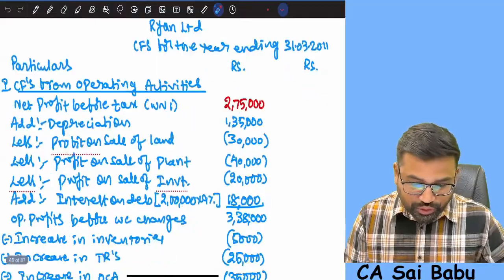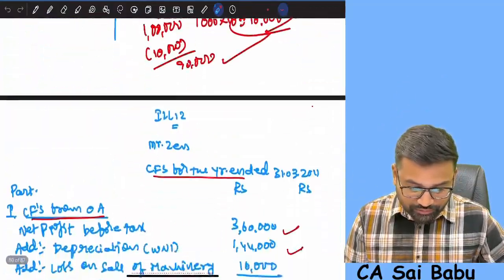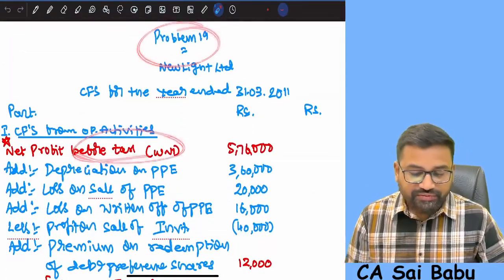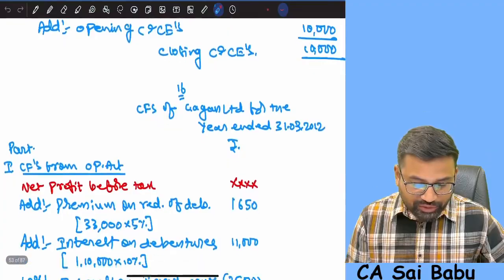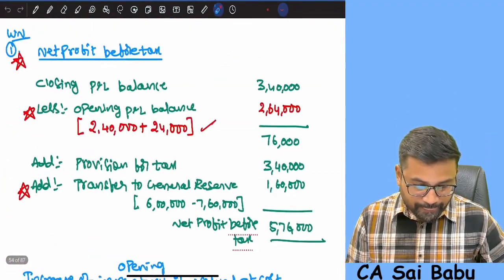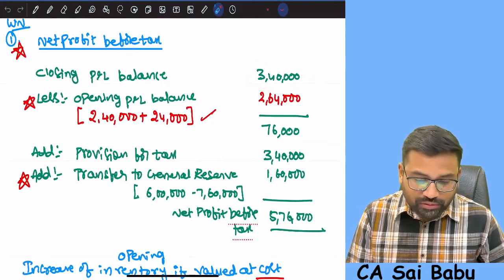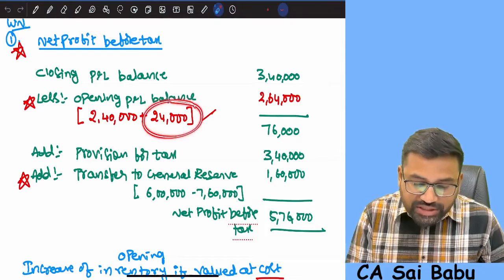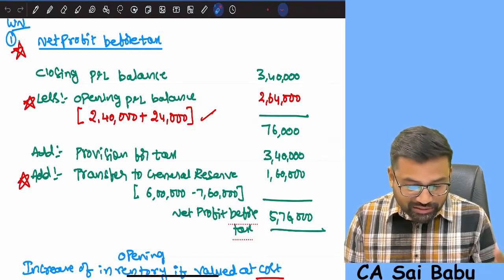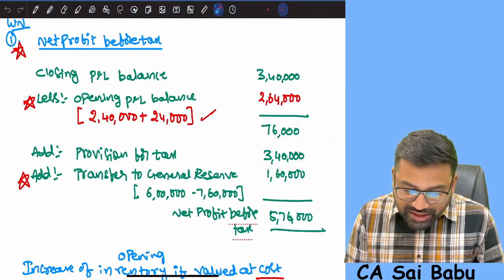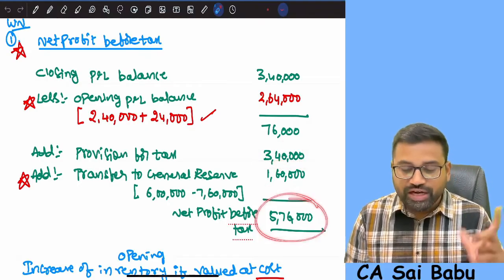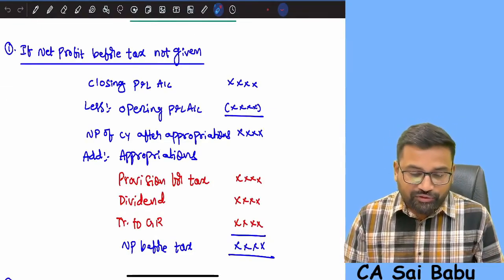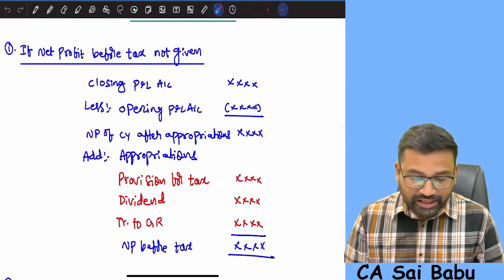Okay, I will show you, sir. So question number 19. See this. In this question number 19, first we need to start with net profit before tax. How did we arrive at this net profit before tax? See this. Closing balance 3.4, opening balance 2.64. Actually, to the opening balance, one more adjustment is done, sir. That adjustment I am going to cover later. But see, provision for tax and transfer to general reserve, two things have been added. So you will get net profit before tax. So this is the first adjustment, ascertaining net profit before tax. Refer question number 18 and 19.